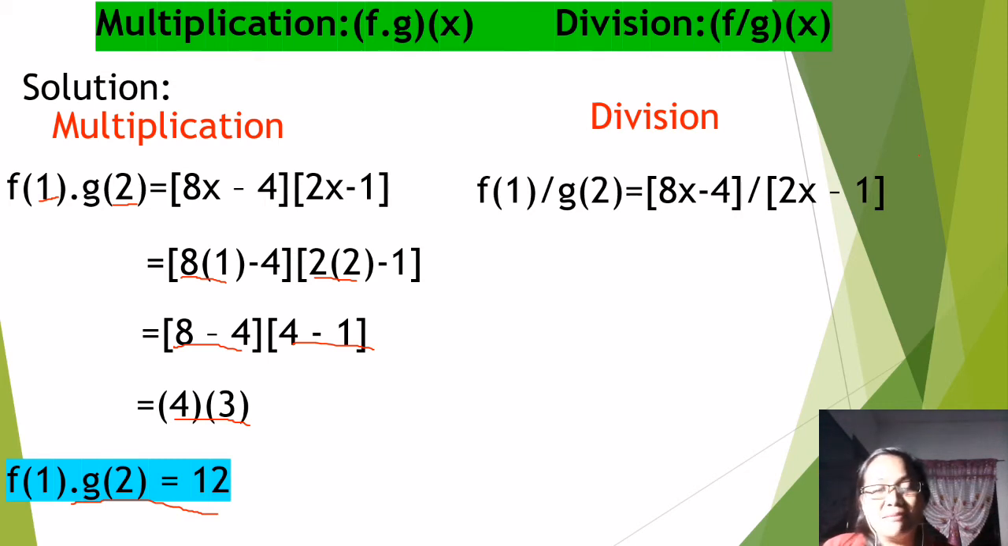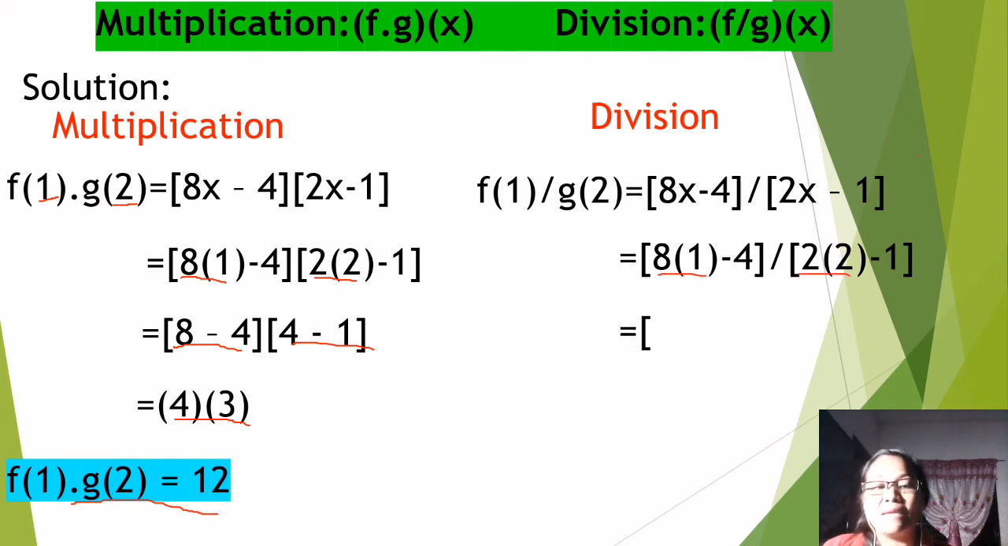Next, for our division or quotient, we will have f of 1 or f of x divided by g of x or g of 2. So they are the same. The only difference is the operation, which is division here. Next step, we're going to change the value of x by their respective input. So for our f of x, we will use 1. So 8 times 1 minus 4 divided by, copy the constant 2 multiplied by the g of x, which is 2 minus 1.